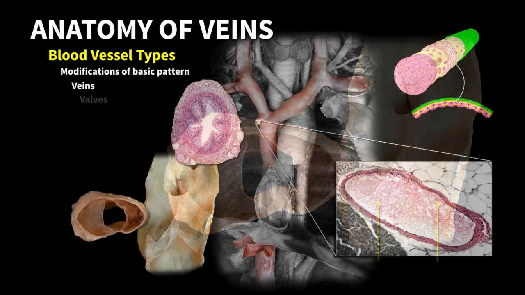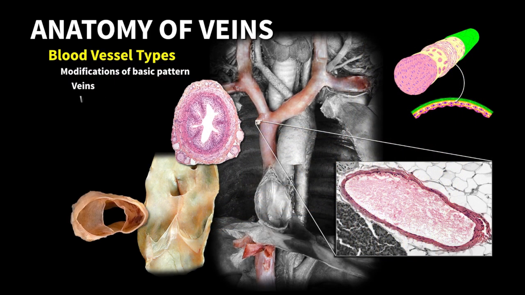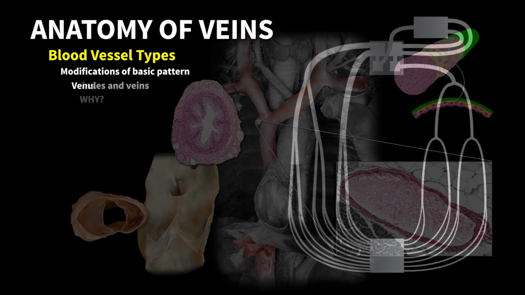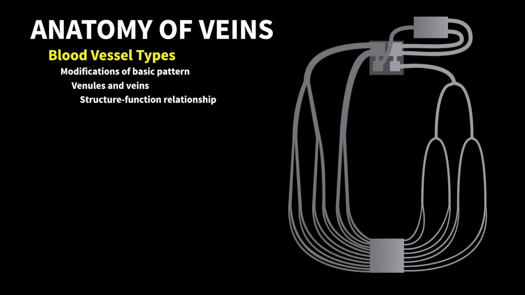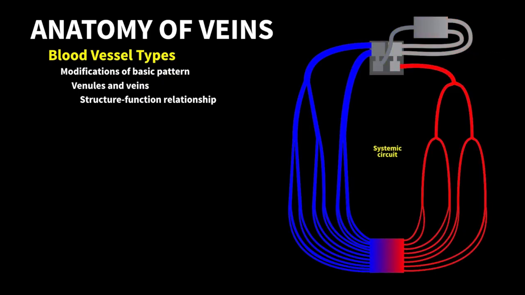Why these different structural modifications to the anatomy of venules and veins? To understand the structure-function relationships of the venous blood vessels, it is important to understand a few important facts about the blood flow in the circulatory system. In another movie, I covered the concept of circulation and introduced you to the dual muscular pump, the heart, and the two circuits associated with the pump, the pulmonary circuit and systemic circuit.